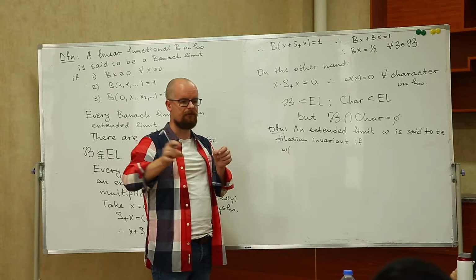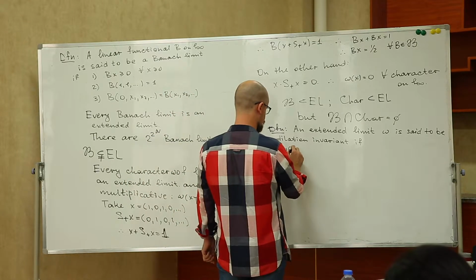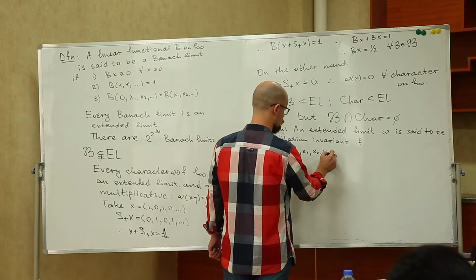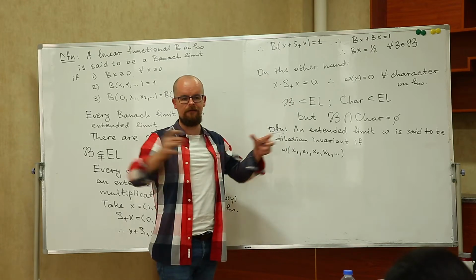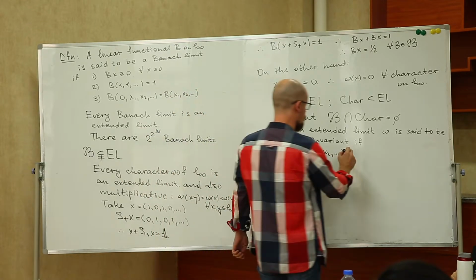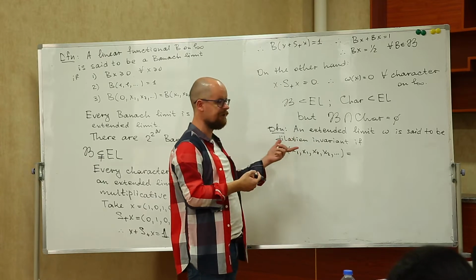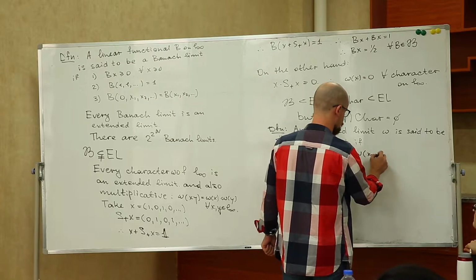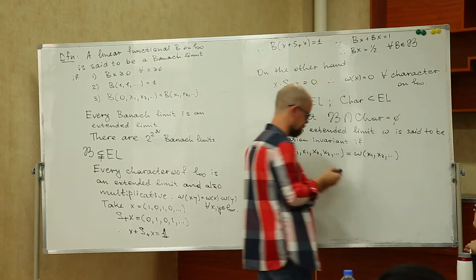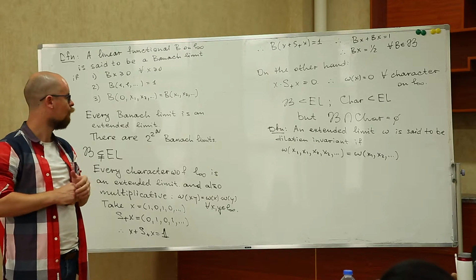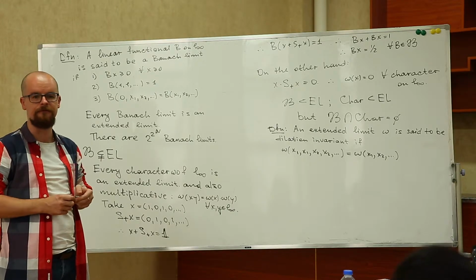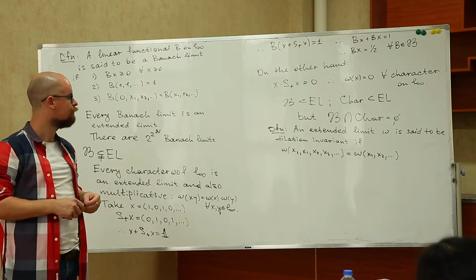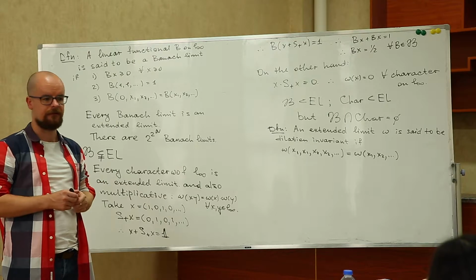if we repeat every single element of the sequence twice, so x1, x1, x2, x2. So we kind of dilate our sequence. And if the value doesn't change, then we call it dilation invariant. There is a nice, and not very difficult, rather simple way to construct dilation invariant extended limits.